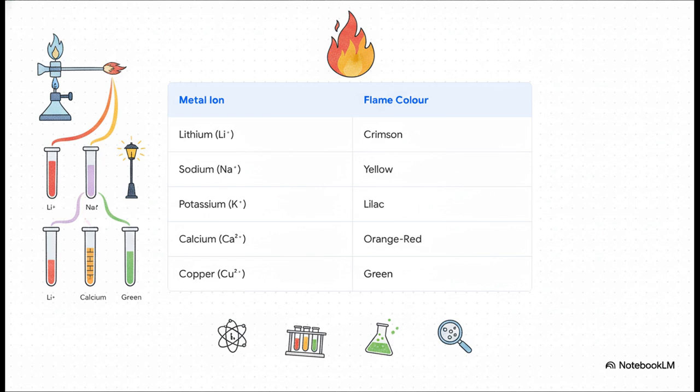Lithium, that's a bold crimson red. Sodium gives off a really bright yellow, like those old school streetlights. Potassium is this gorgeous lilac color. Calcium is kind of an orange red, and copper, that's a really cool green flame. Knowing these cold is non-negotiable.